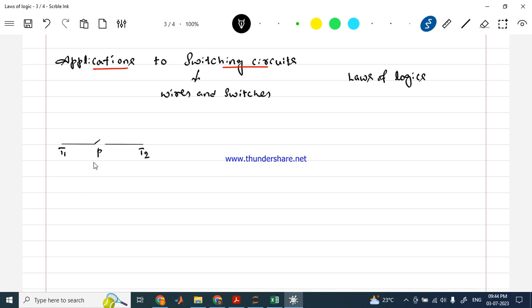and we can note that current flows provided the switch P is closed. If the switch is open, current doesn't flow. Let me consider two more situations.